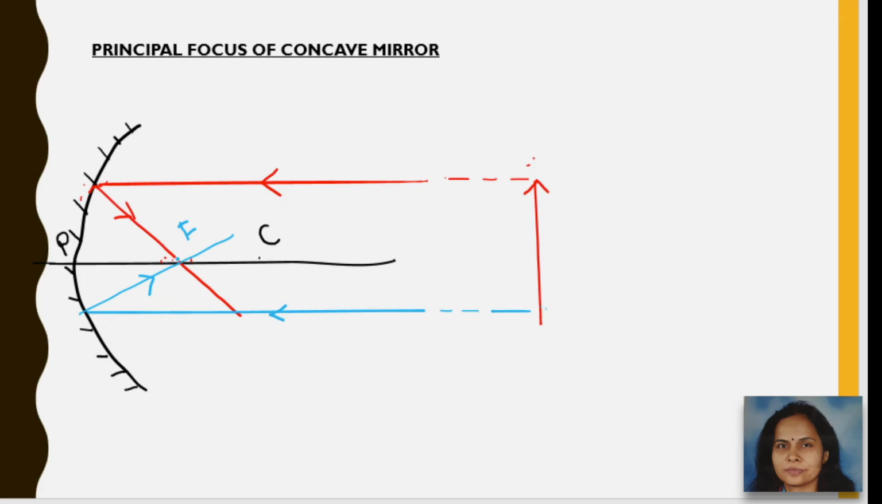So how can we define the principal focus of a concave mirror? The incident rays which are parallel to the principal axis, as you can see, these incident rays are parallel to the principal axis. After reflection from the mirror, all the rays will converge at a point on the principal axis, and this point is known as the principal focus, right? So if I need to write down the definition for principal focus, then there should be a definition for that.